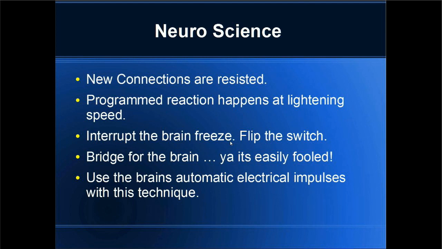The brain, like we talked about before, its first job is protection. It always wants to keep you safe. That's its first job. That idea that it wants to keep you safe happens at a level that you can't possibly process. It's there all the time. And so new connections or new neural pathways in the brain are resisted. Our reactions happen at lightning speed that we can't possibly begin to process.